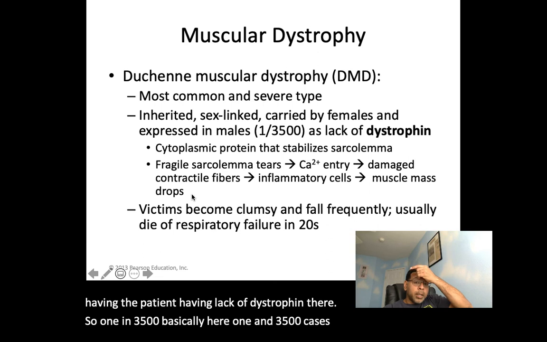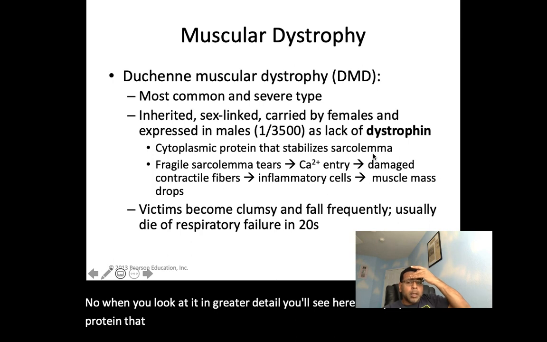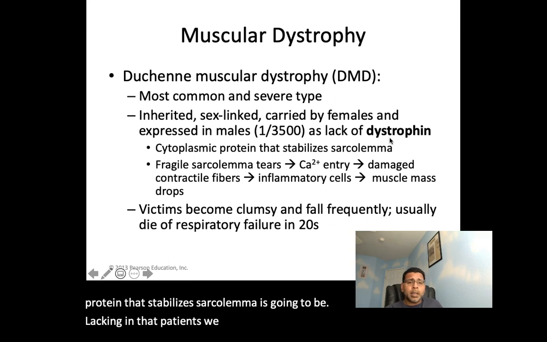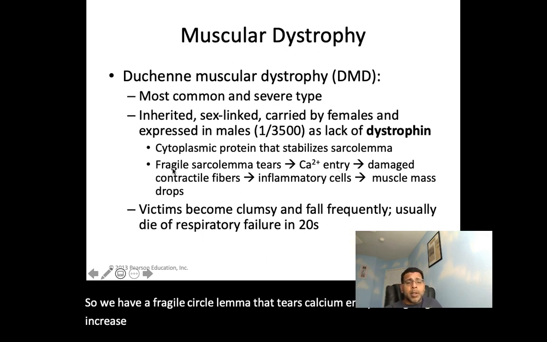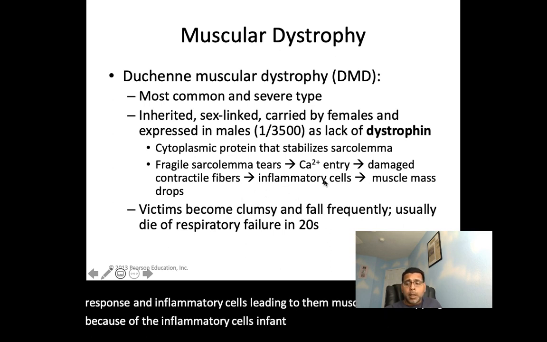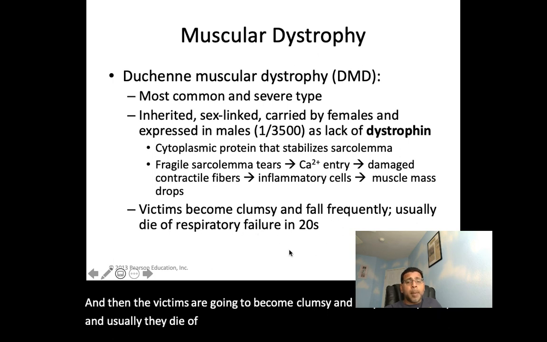When you look at it in greater detail, the cytoplasmic protein that stabilizes the sarcolemma is going to be lacking in that patient, as we described yesterday in the last class. So you have a fragile sarcolemma that tears, and calcium entry increases. That leads to damaged contractile fibers, leading to an inflammatory response, and inflammatory cells infiltrating that region lead to muscle mass dropping. The victims become clumsy and fall frequently, and usually they die of respiratory failure in their 20s.